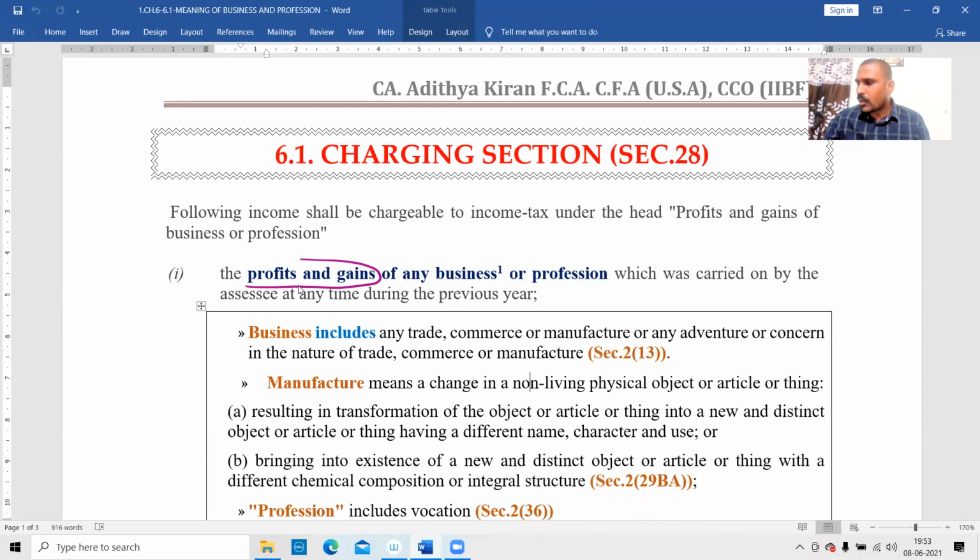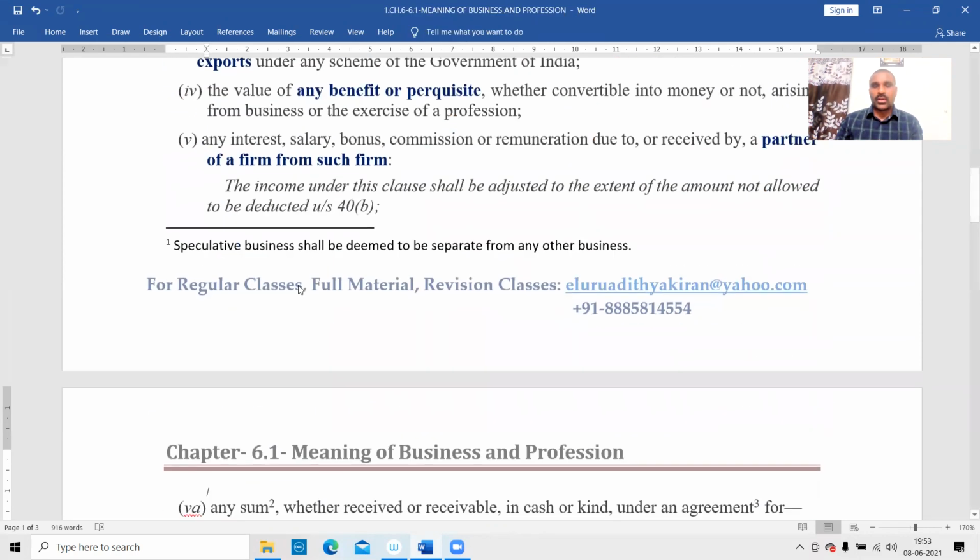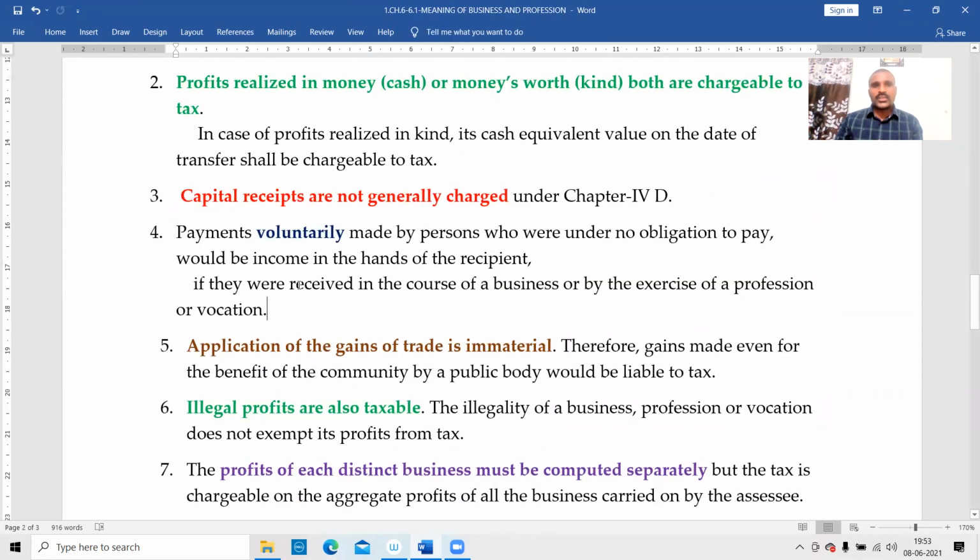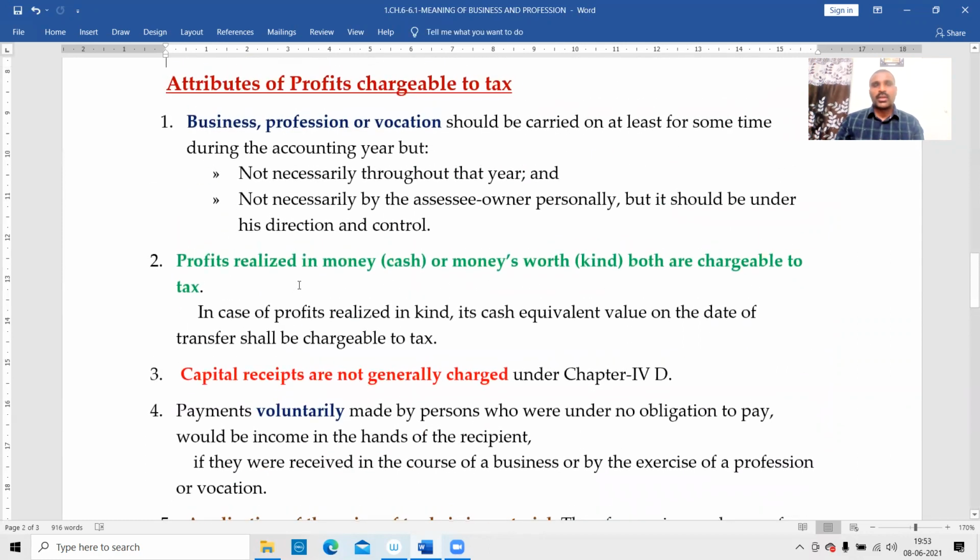There are certain attributes by which profits and gains are taxable. Which profits are taxable? Profits and gains are almost equivalent. Don't confuse them. There is a small difference, but the difference is not relevant for our academic purpose. For the time being, treat both as equal. What are the characteristics of profits which are taxable? The study material has given these characteristics of profits which are taxable.